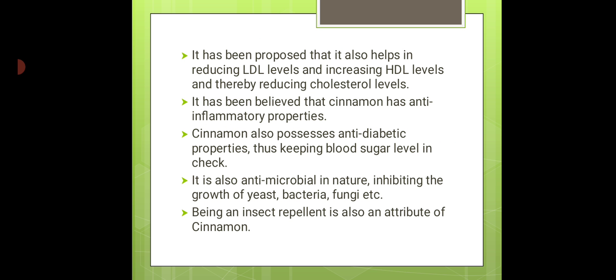It has been proposed that it also helps in reducing LDL levels and increasing HDL levels, thereby reducing cholesterol levels. It has been believed that cinnamon has anti-inflammatory properties. Cinnamon also possesses anti-diabetic properties, thus it keeps blood sugar level in check. It is also antimicrobial in nature. It inhibits the growth of yeast, bacteria, fungi, etc. Being an insect repellent is also an attribute of cinnamon.